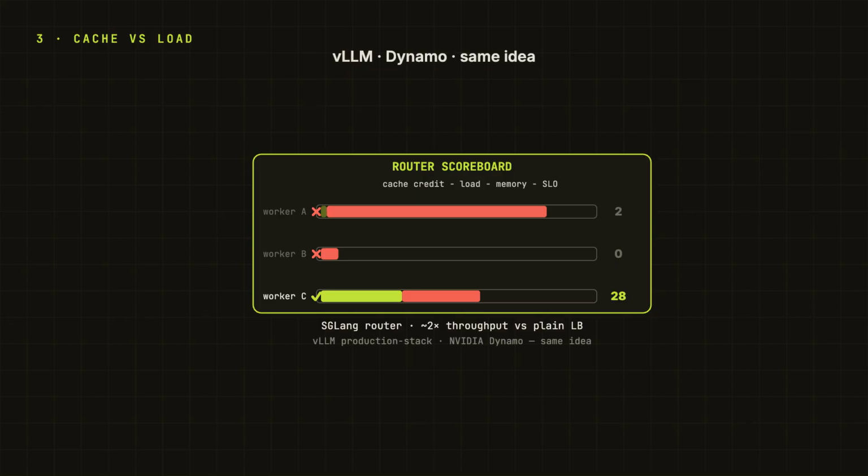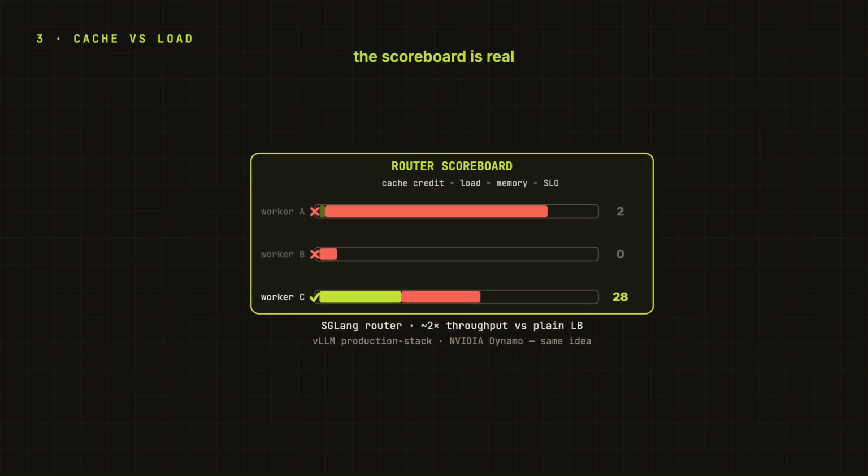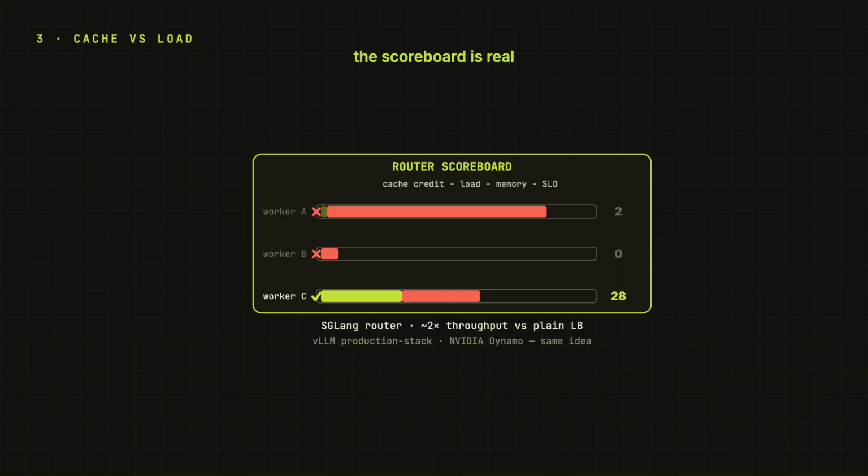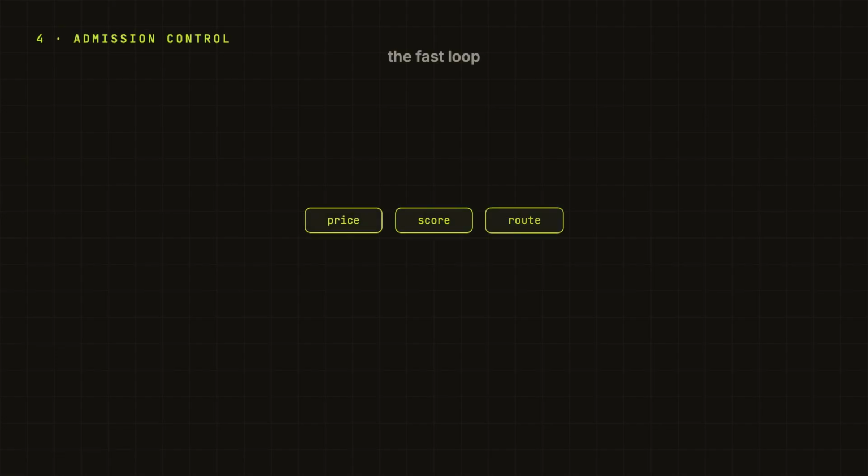And it's not only them. vLLM's production stack and NVIDIA's Dynamo landed on the same cache-aware routing. So the scoreboard is real, and the whole industry is quietly converging onto it. So that's the fast loop. Price the request, score the workers, route it.